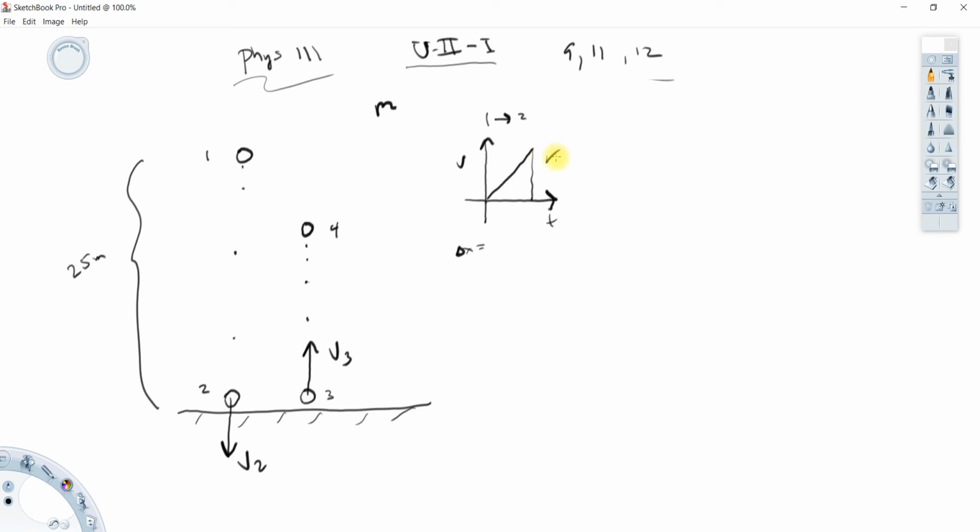Figure out how to use this graph to get this. That's your velocity 2, that velocity right there. Okay, that's what we did the first 3 weeks of this class kind of thing. Okay, next. Let's deal with 3 to 4 next.